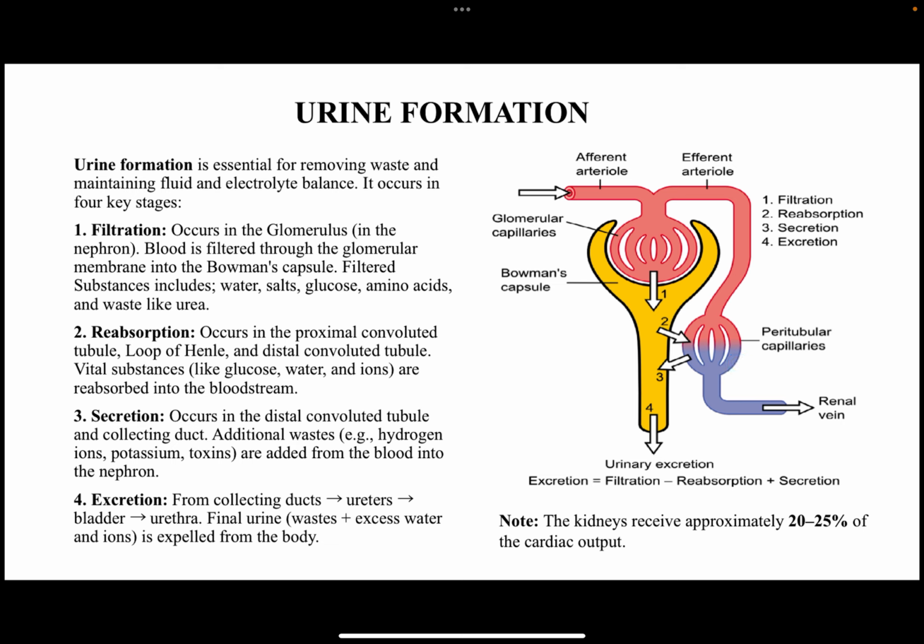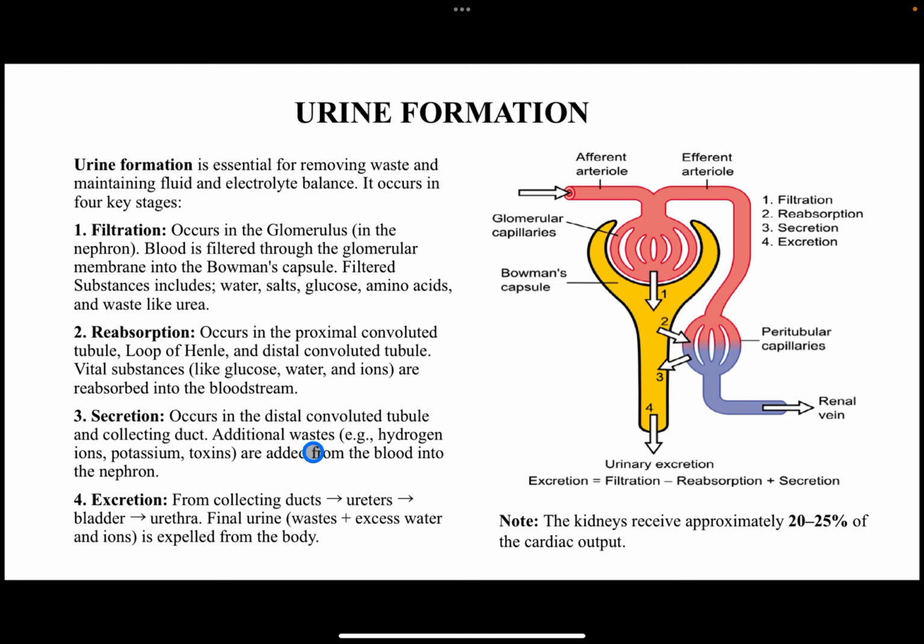If it's in excess, then they will be released into the tubules. In the tubules too, there are some checks. If a certain electrolyte is in excess, then they will be released into the peritubular capillaries or the blood. Is that okay? So it's about checks. So the secretion mostly occurs in the distal convoluted tubule and collecting duct.